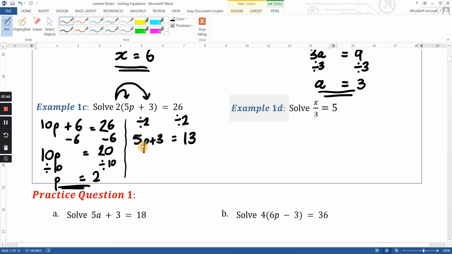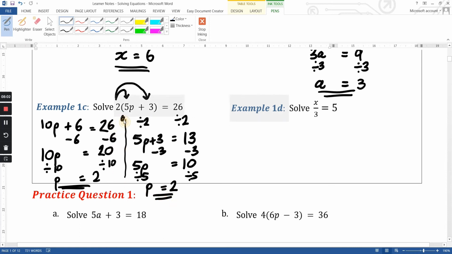Now again I'm just going to leave the 5p there for now. So let's get rid of the plus 3. I'm going to have to minus 3 to both sides. That gets me 5p equal to 10. And there's only one step left. Divide both sides by 5. Same answer. P equal to 2.